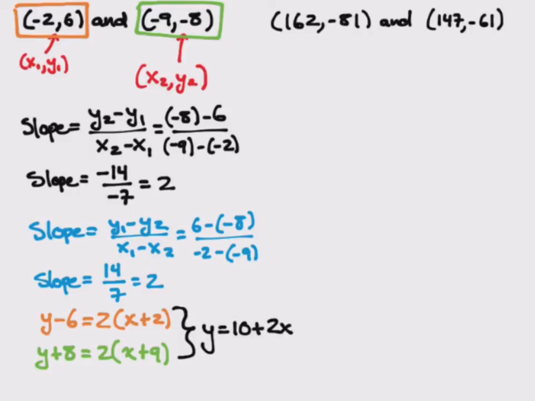So now why don't you take a crack at finding the equation for the line containing the points 162, negative 81, and 147, negative 61. I would say don't worry about putting the equation in slope-intercept form. If we can get it in point-slope form, that should be good enough. So why don't you pause the video and take care of it, and when you're done, play the video and we'll reconvene.